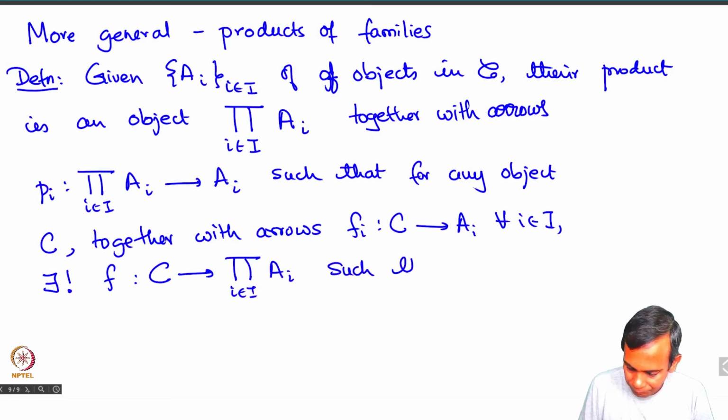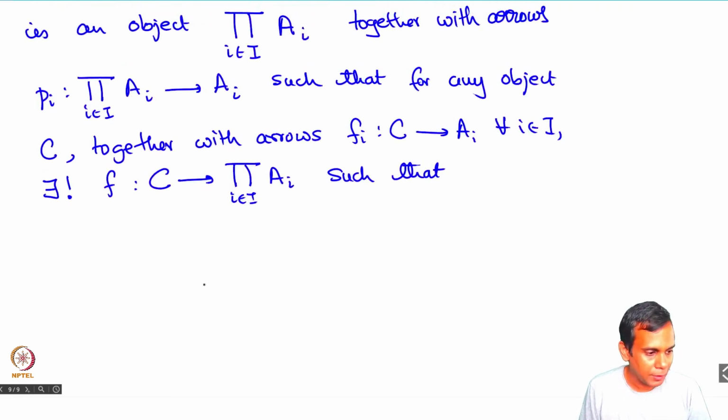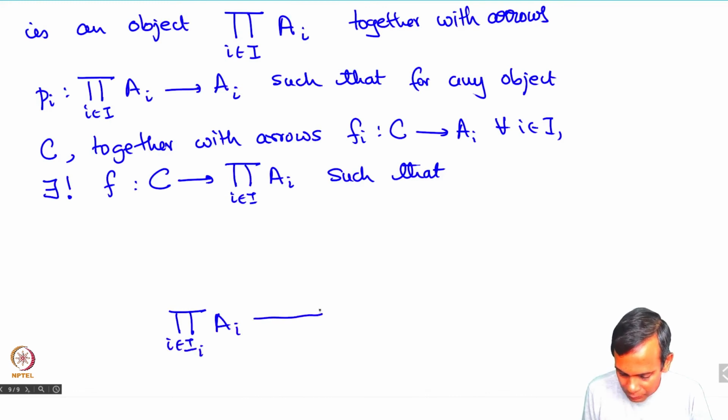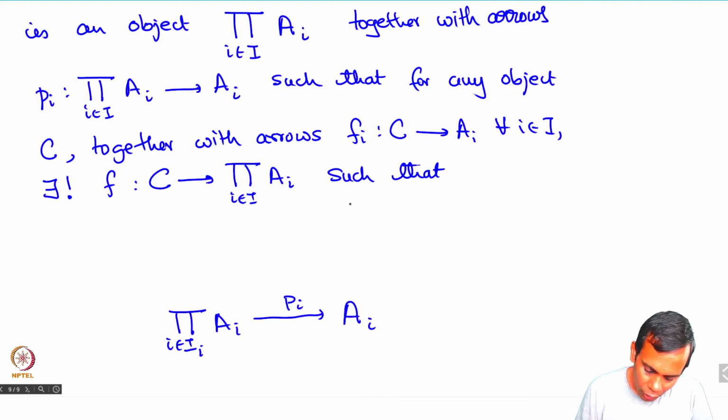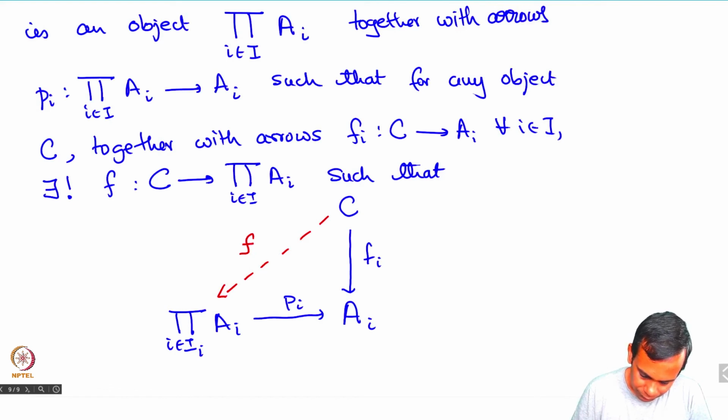such that, okay, so maybe it's better to draw a picture here. So we have the product over i in I of Ai, and we have these projection maps, arrows to Ai, and we have an object C, and we are given a family of arrows from C to Ai called fi. And the assertion is that there exists a unique arrow from C to the product, which we will call f. This diagram commutes.